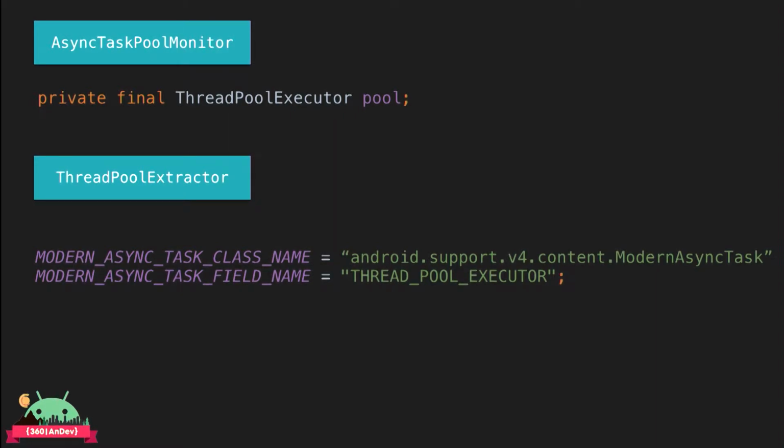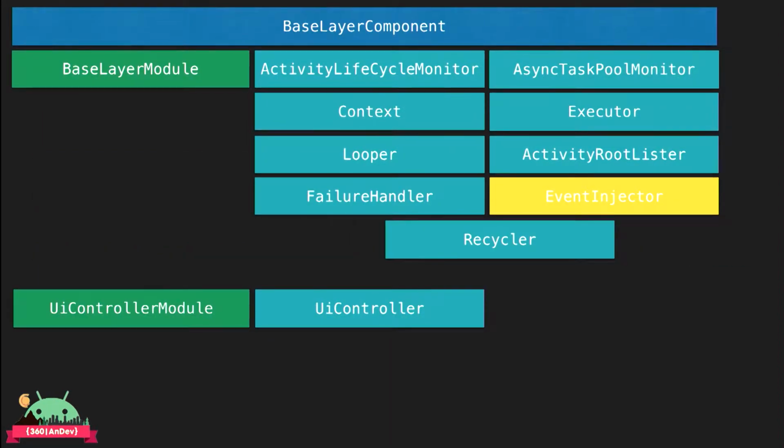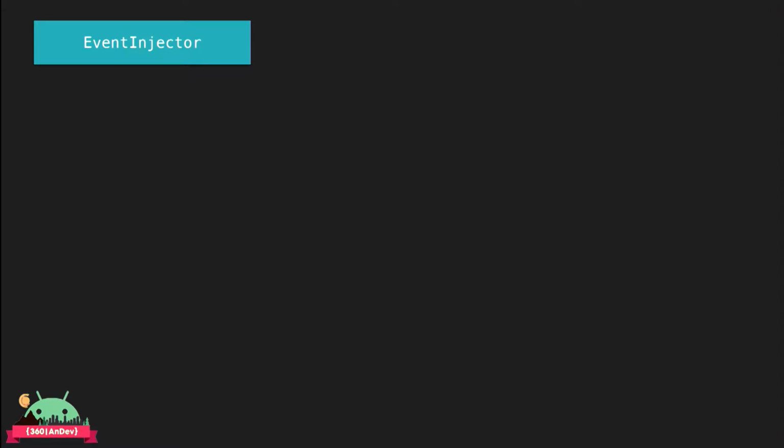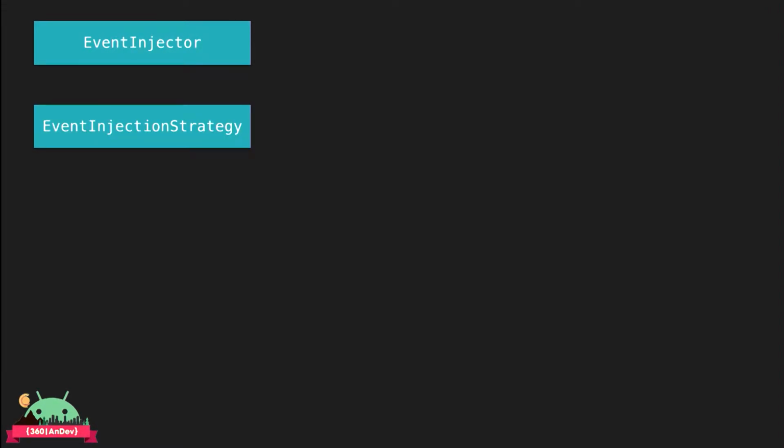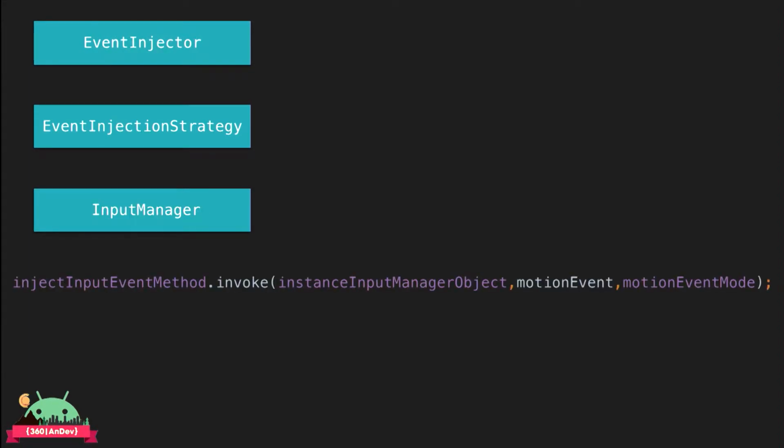The event injector is responsible to select the strategy to inject the events in the user interface. It's using for the API above 16 the input manager. For previous, it's using window manager global. And at the end, the thing that we are trying to do is invoke the injection of one motion event. But again, Android is working with the input manager. So we are trying to get the input manager instance by reflection.